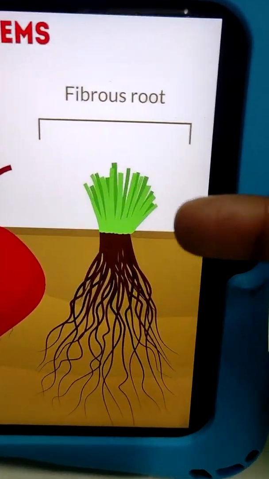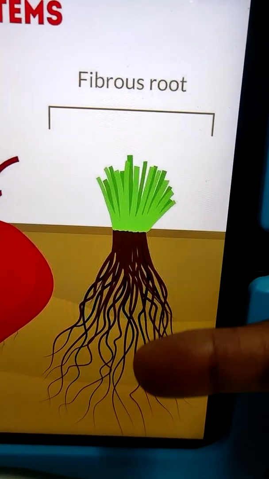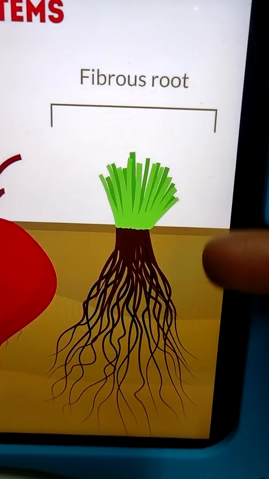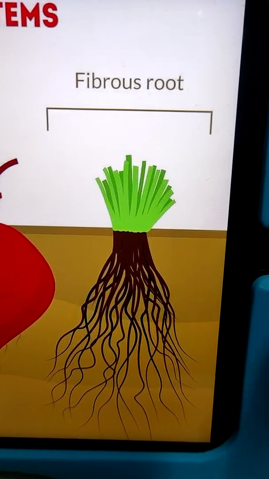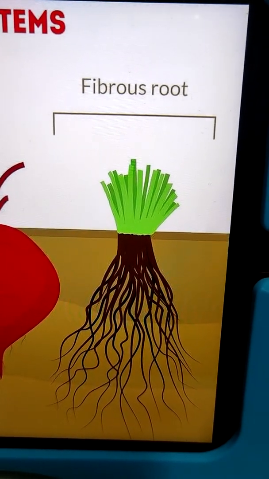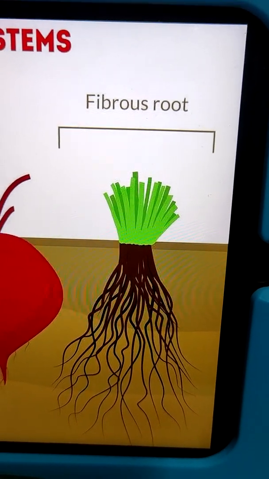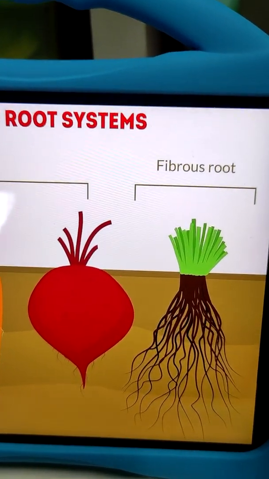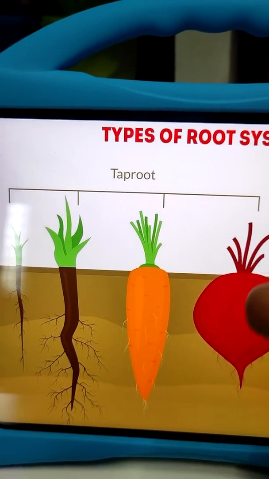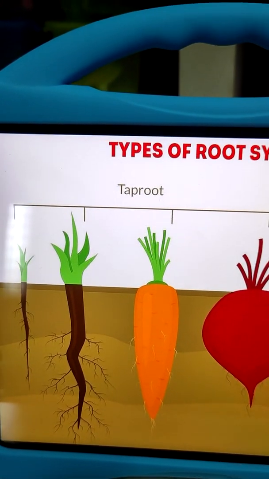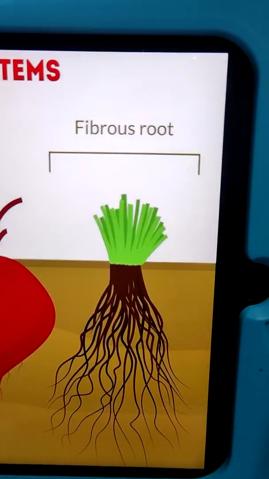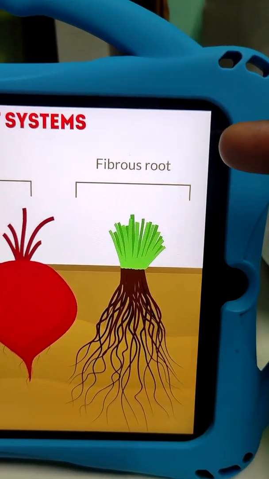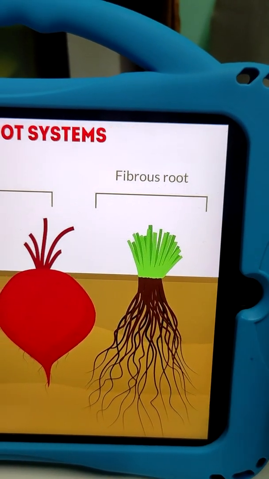In the fibrous root system, there is no main root as such. There are many roots emerging from the stem of the plant and all are of similar size only. Okay, it looks like a lot of fiber. That is why it is named as fibrous root system. Okay, so the two root systems are, one is the taproot system and the other is fibrous root system. Examples of taproot are carrots, beetroots, radish, etc. And the examples for fibrous root system is grasses. Different kinds of grasses are there. All have the fibrous root system only.